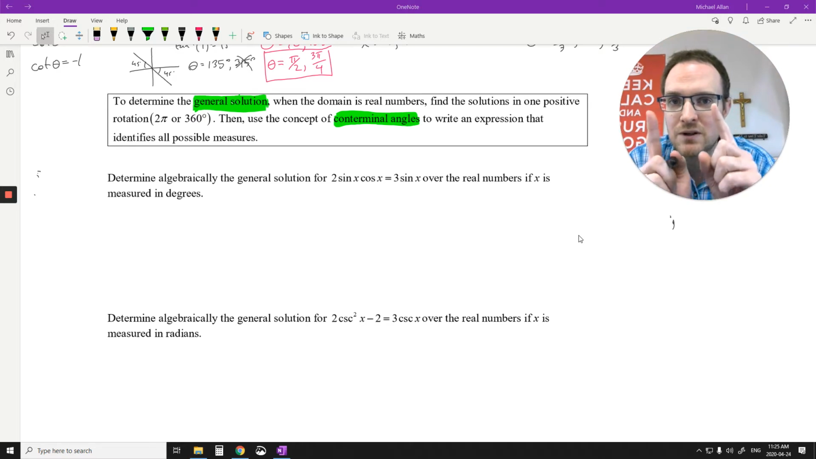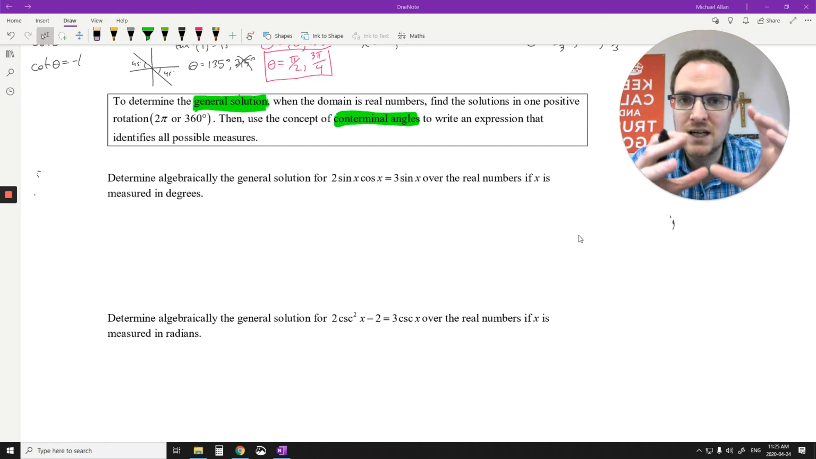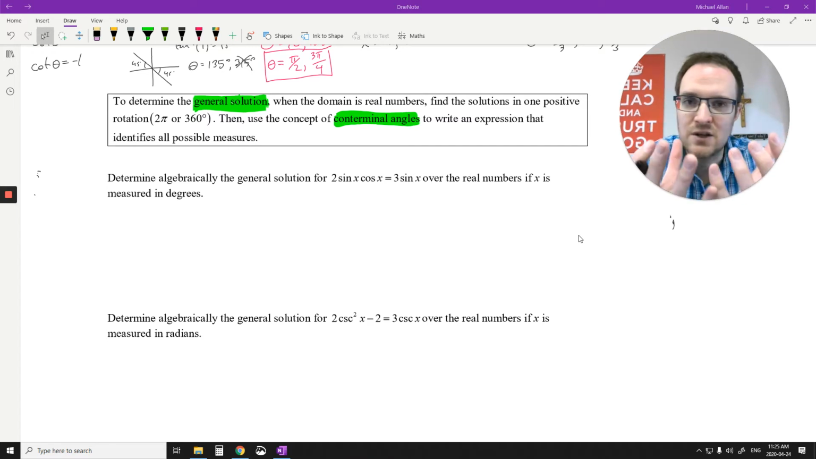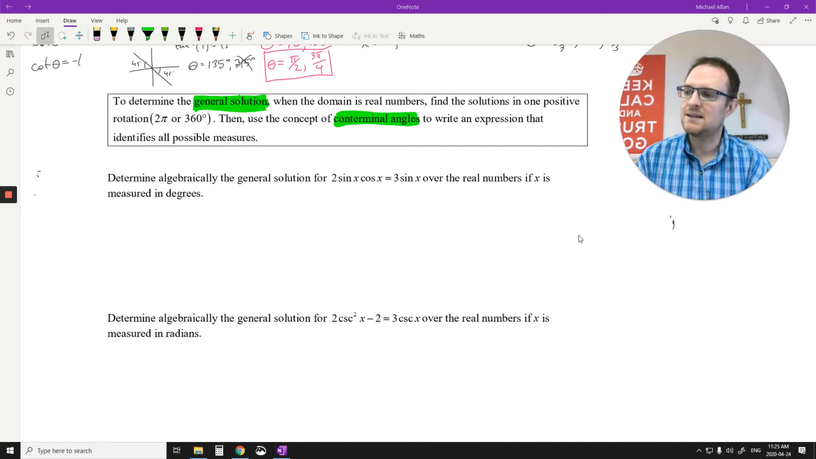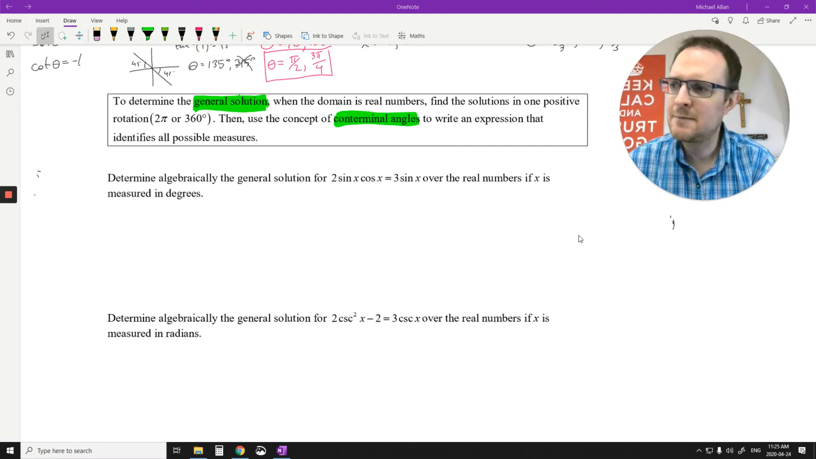Like the ones above it, where we limited ourselves to a specific domain, 0 to 360, negative pi to 2 pi. So we're limiting our answers to those spots. But what if I don't? How do I express that? Well, they start off the same way. So you solve these questions just like you would solve one of those previous questions.